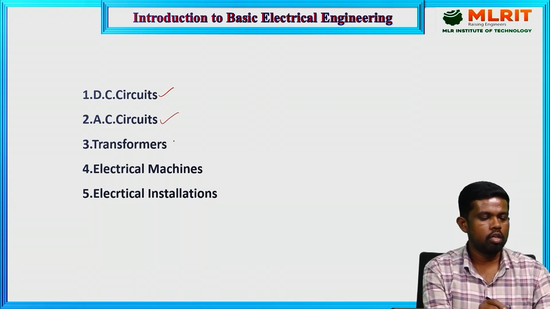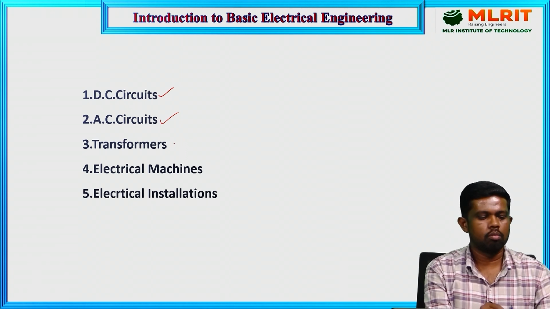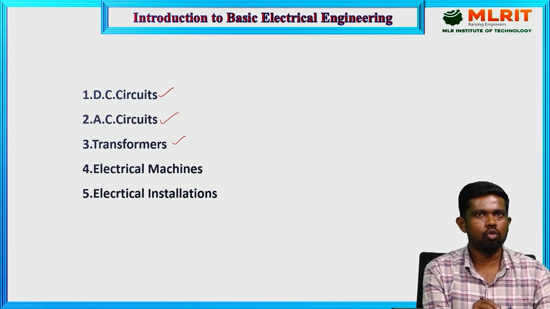Next, the third unit in the same Basic Electrical Engineering is transformers. So the transformer working principle, operation, and also the regulation of the transformer, losses and the efficiency. These many things we need to discuss in the transformer. So that is module number 3. Then the next module, the fourth module, also we can say unit number 4, is electrical machines.